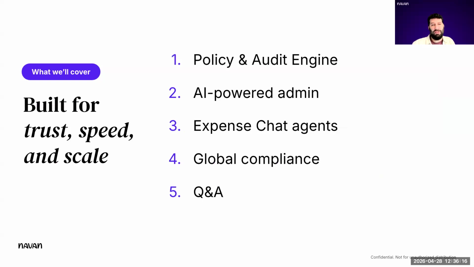We'll talk about 4 things that we're delivering to customers. First, once you configure your policy and audit checks, our AI adapts to your risk tolerance. It auto-codes expenses for you and automates reviews.